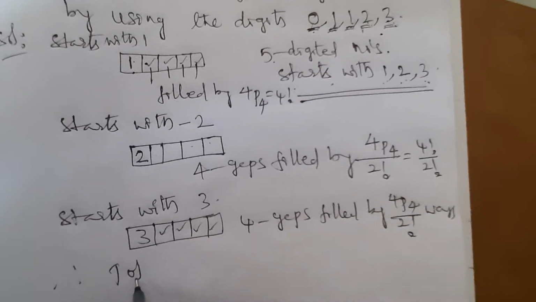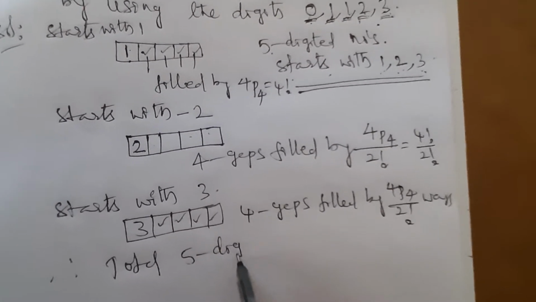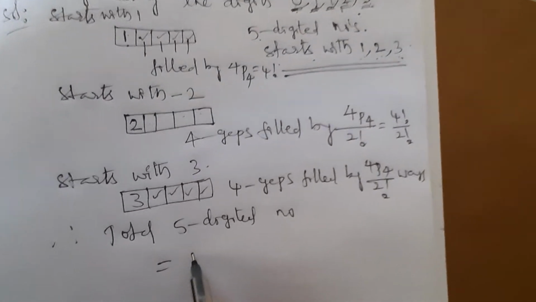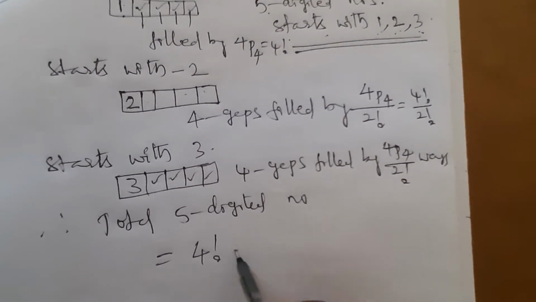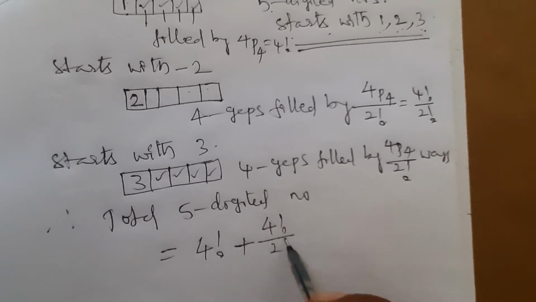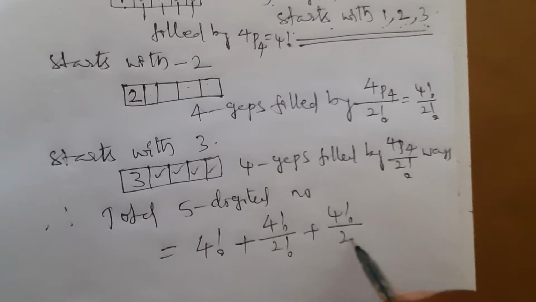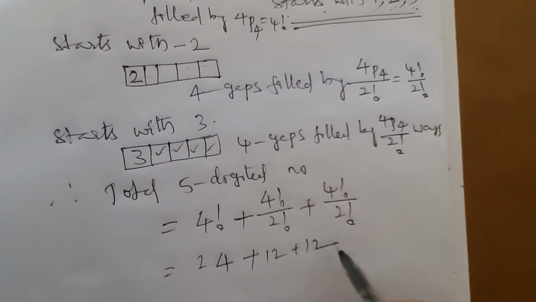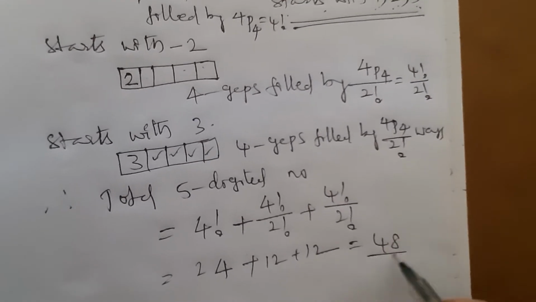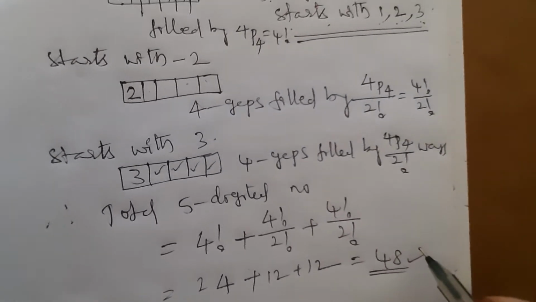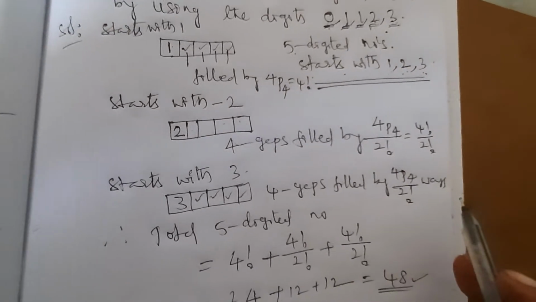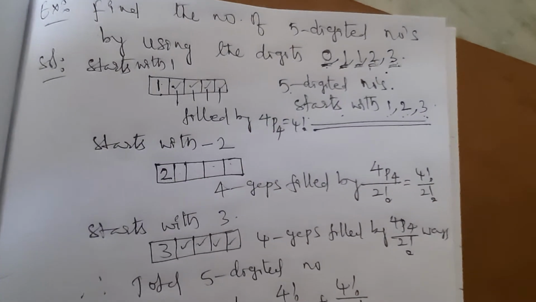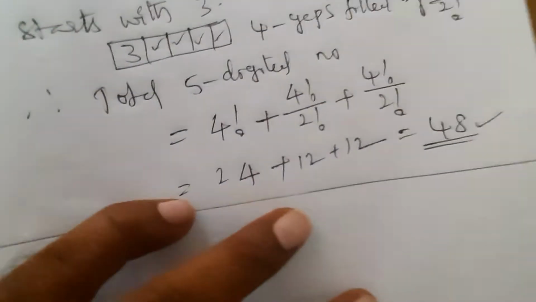Therefore, total 5-digit numbers equal, in the first case, how many do we get here? 4 factorial. Work is completed. Plus 4 factorial by 2 factorial plus 4 factorial by 2 factorial. 4 factorial means 24, plus 12, plus 12, which equals 48. The 5-digit numbers we can form with the help of the given digits 0, 1, 1, 2, 3 is the value. This is one more example based on this concept.